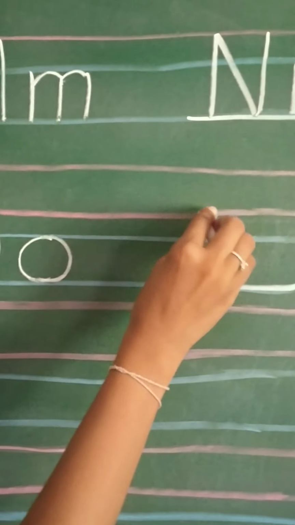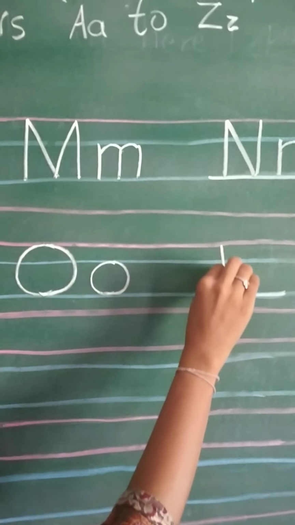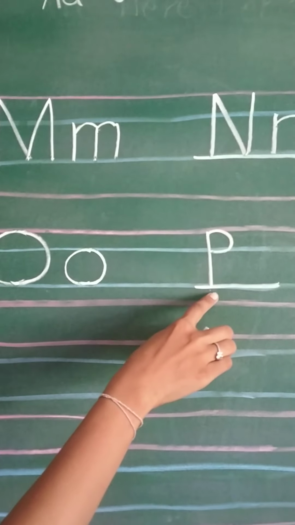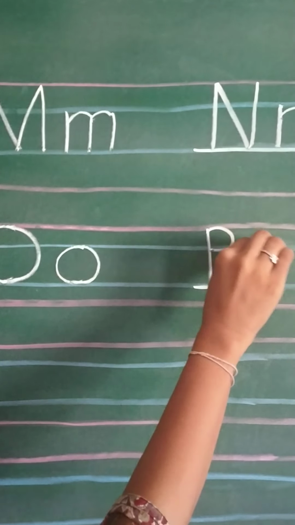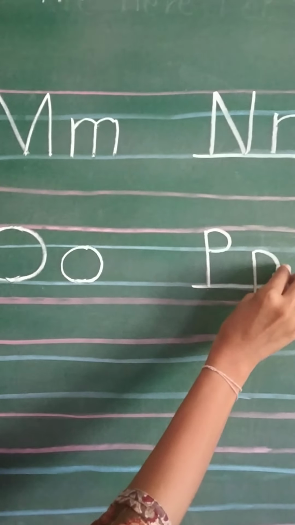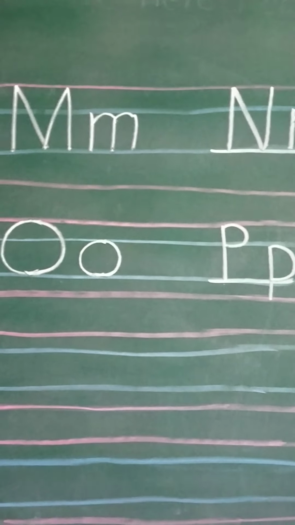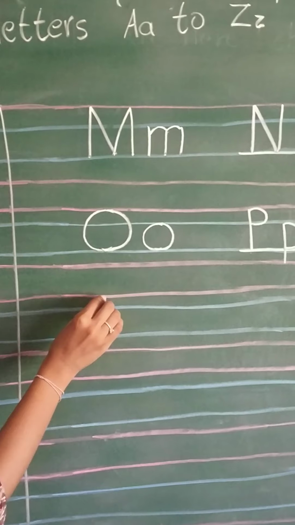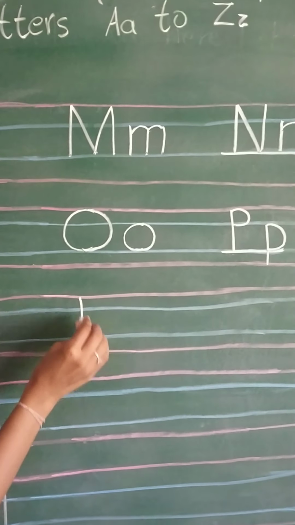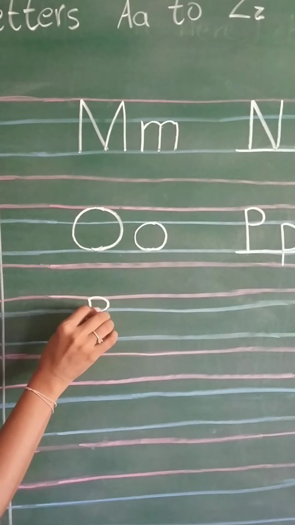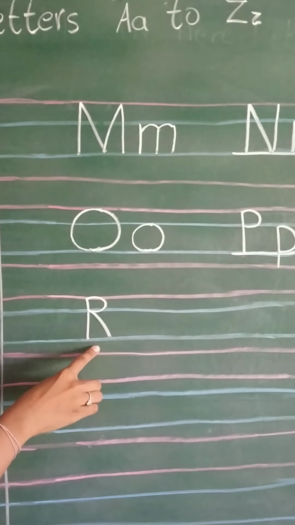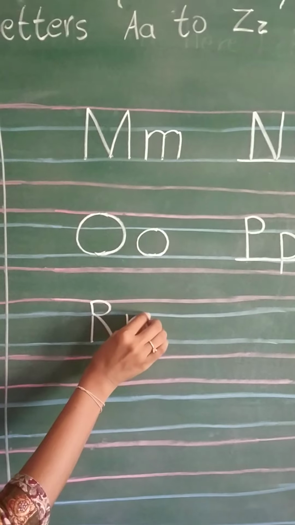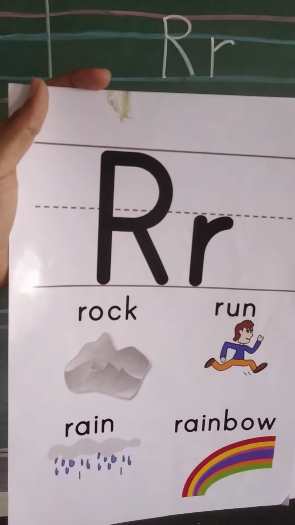Letter P. Red line to blue line. Standing line, half circle. This is capital P. Now small p. Standing line, half circle. This is small p. Now in the next line, write here letter R. Standing line, half circle, slant line. This is capital R. Now small r. Standing line, curve.